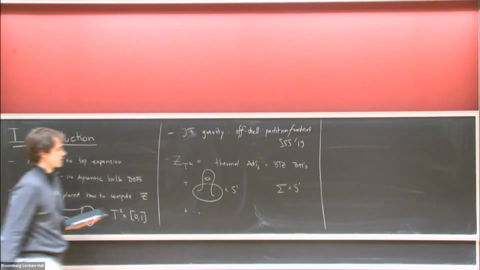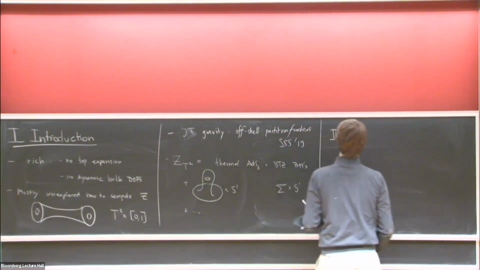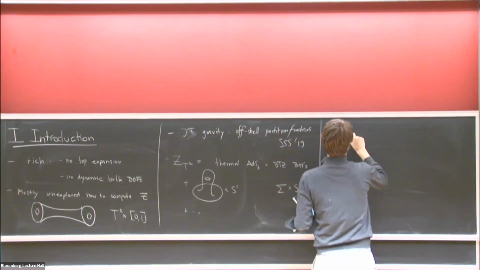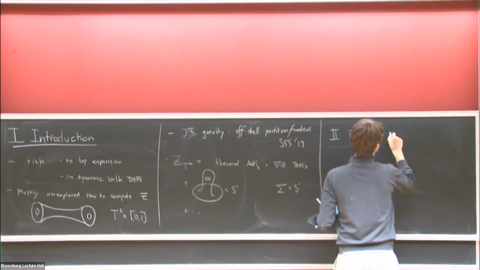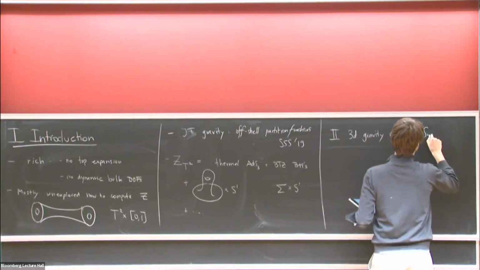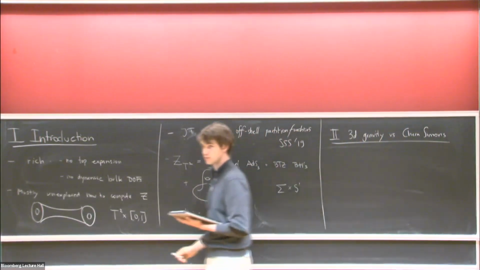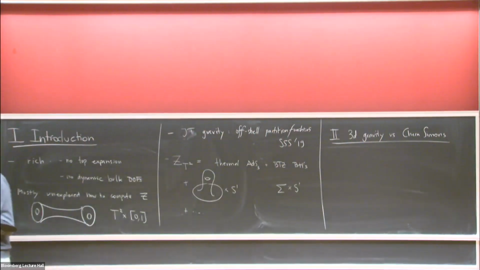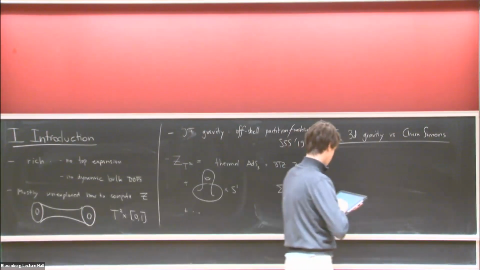With that, let's get into it and see what we can do about these partition functions. So to start with, I want to discuss the relation between 3D gravity and Chern-Simons theory. Most of the things I'm saying in the next half an hour or so are quite well known and you can find them in the literature. So most of the things won't be new. Only towards the end we have some new results.